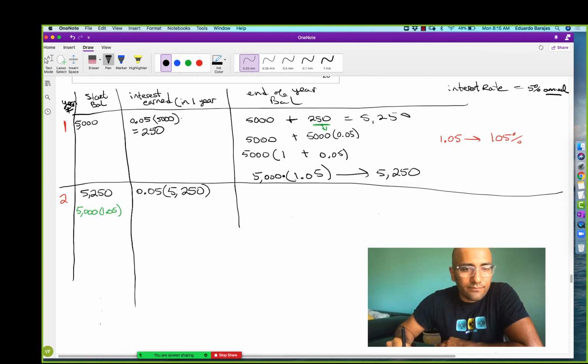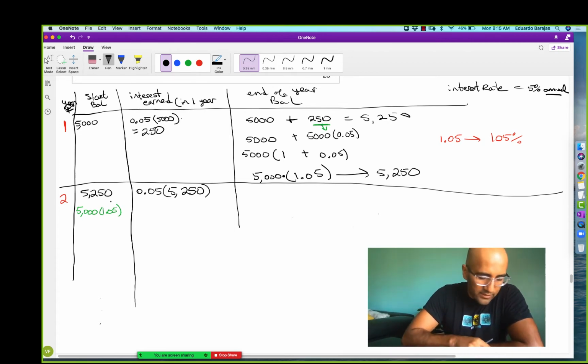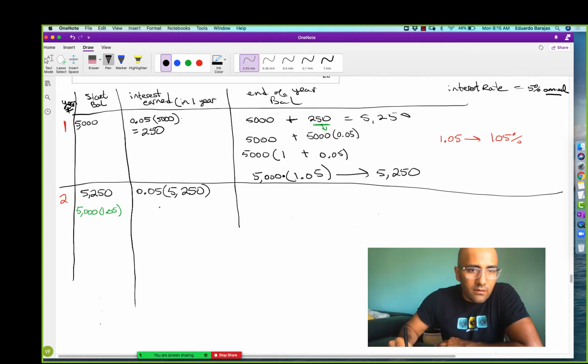All right, so let's multiply these two things together. And what do we get? 0.05 times 5,250. That's going to be $262.50. And notice, of course, that you're making a little bit more money. The previous year, you only made $250, but this year you're making $262.50, right? An extra $12.50.